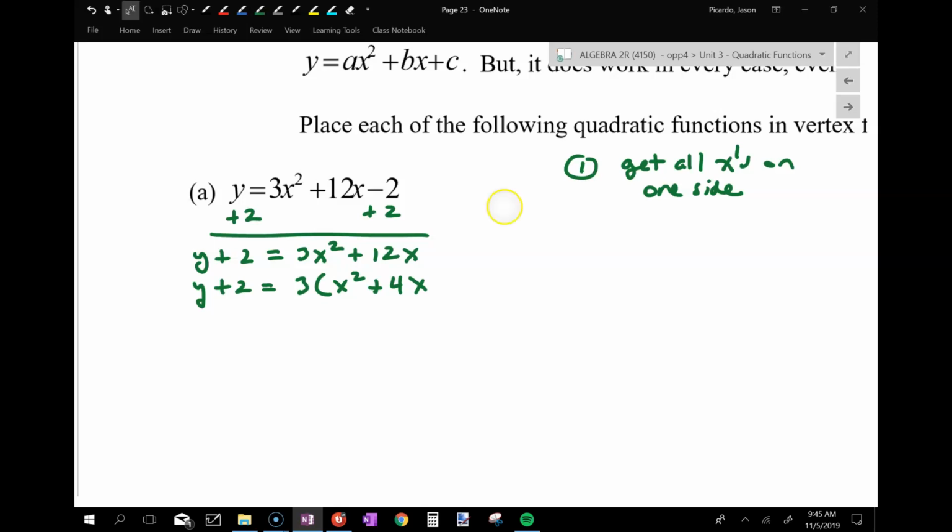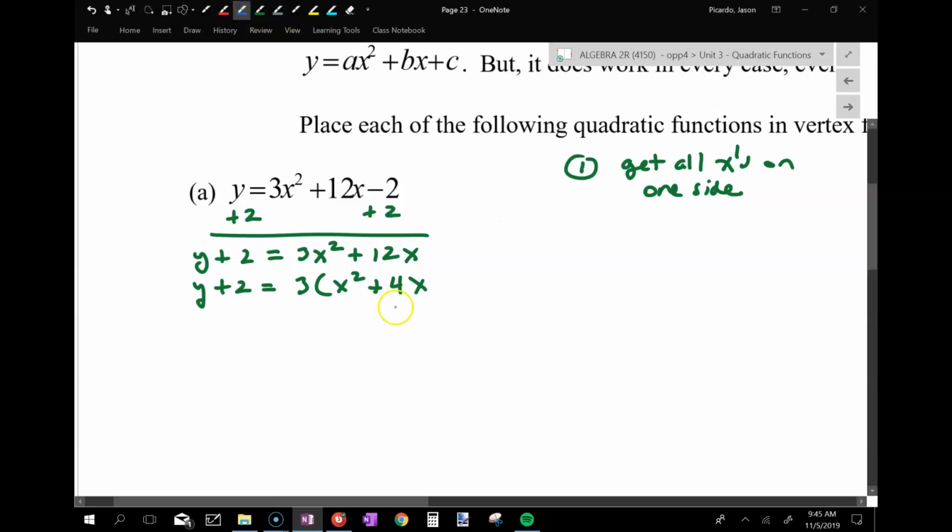So here's what's going to happen now. This is my b term, right? And actually, let's write this down. My second step was to what? Make sure the x squared term has a coefficient of 1. Make sure the x squared term has a coefficient of 1. All right, so I have that.